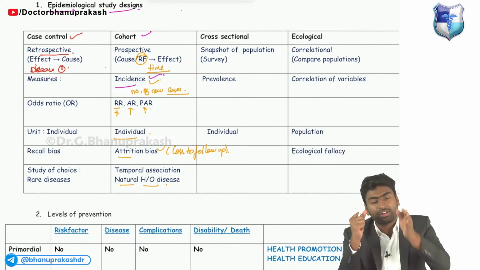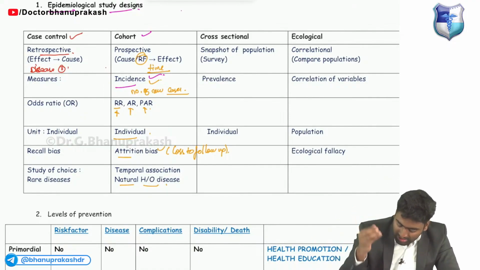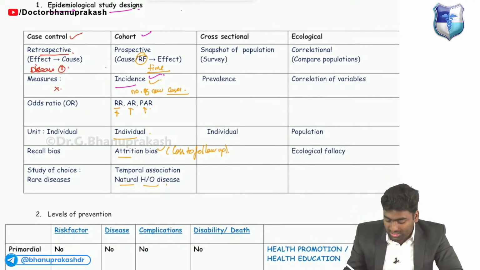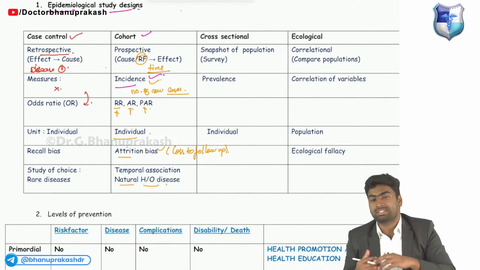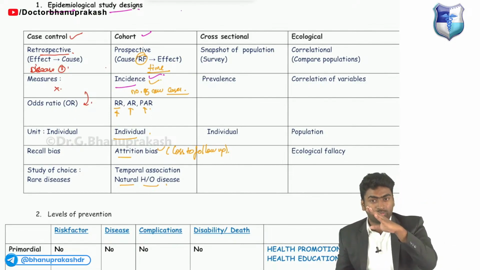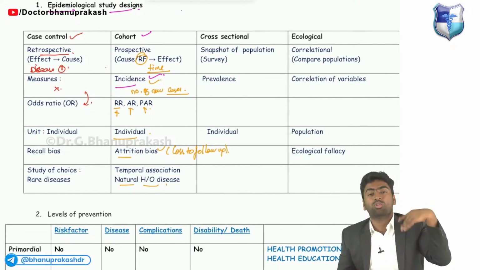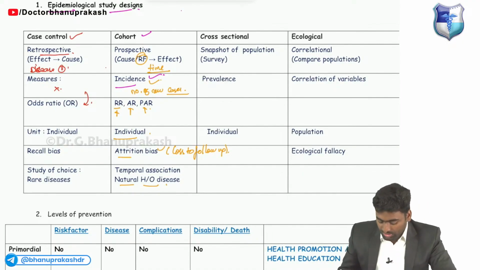We are going from disease to the risk factor, or from the effect to the cause, and it measures one thing, which is known as the odds ratio. Odds ratio will tell you the association. If odds ratio is equal to 0, then there is no association. If it is more than 1, then we'll call it a positive association, there is a relation with it.